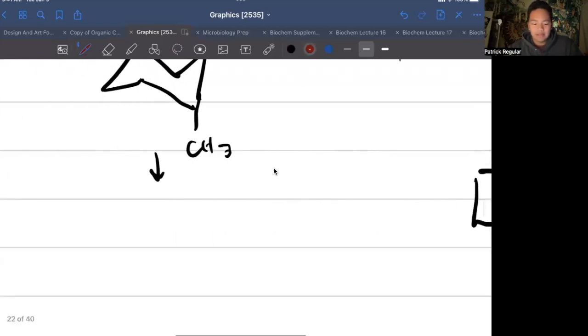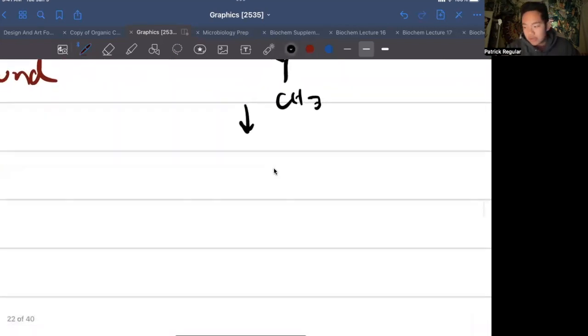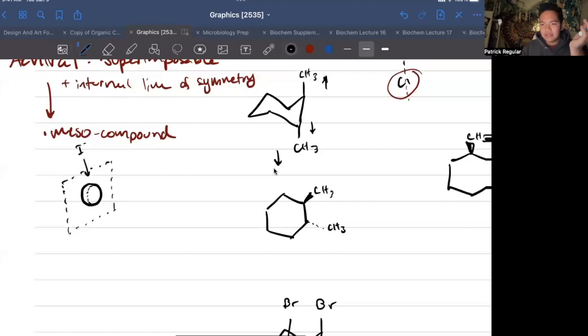All right. For this one, you have a chair conformation. You can't just slice it in half because it flip-flops around. What do we do? Well, undo it. You undo that chair conformation. So if I were to undo it, I would make a cyclohexane. This is up, this is down. So up, down, CH3, CH3. That's what we saw. So we already know that's not achiral. There's no internal line of symmetry. That's chiral.